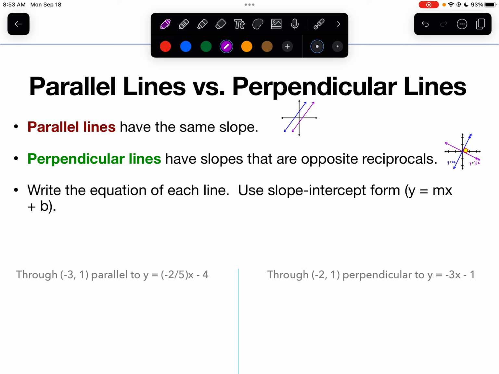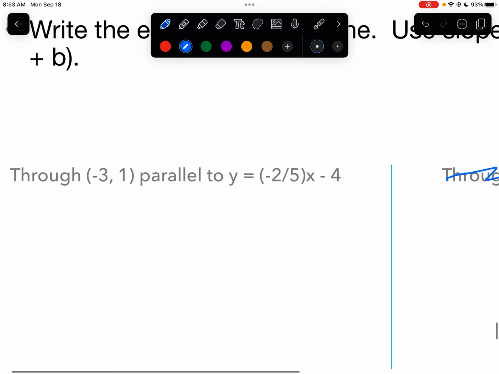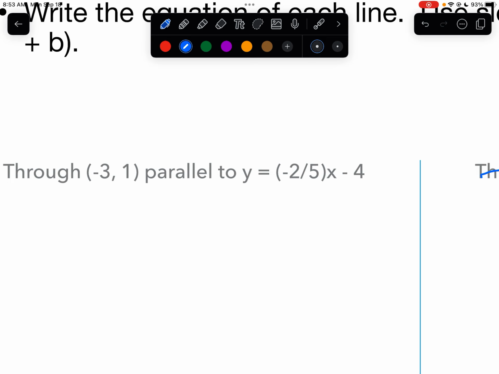Perpendicular lines, on the other hand, do intersect. They have slopes that are opposite reciprocals. From a geometry perspective, they cross at a 90-degree angle, at a right angle. So how might you be asked to use this concept? Well, to speed things up a little bit, we'll only do one of these examples. Here we've been asked to write the equation of a line, a slope-intercept equation, that passes through the point -3, 1 and is parallel to y equals -2/5 x minus 4.